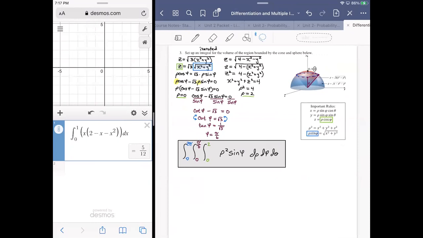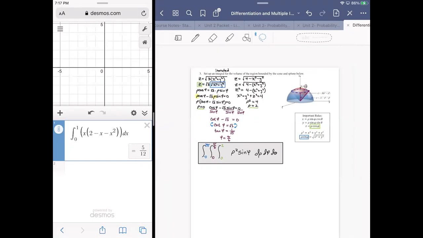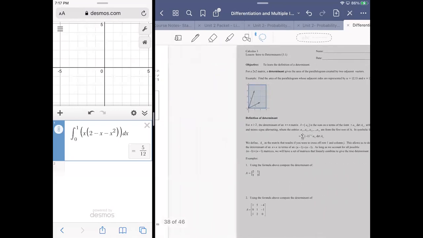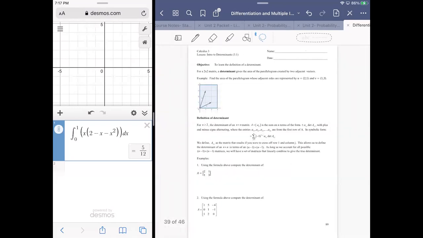That's the case of the spherical coordinate system. Now let me stop this recording.